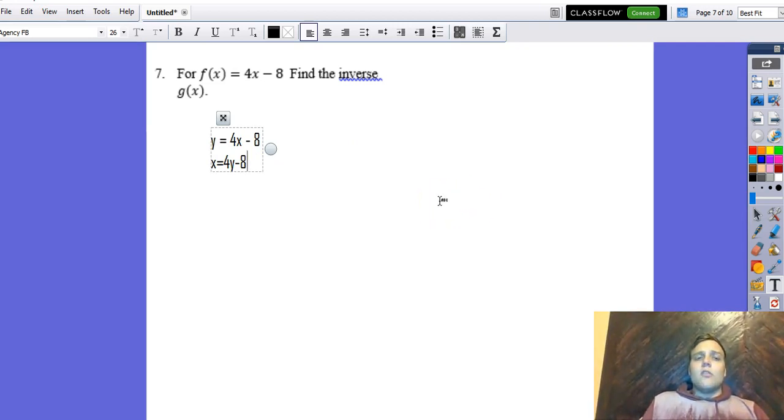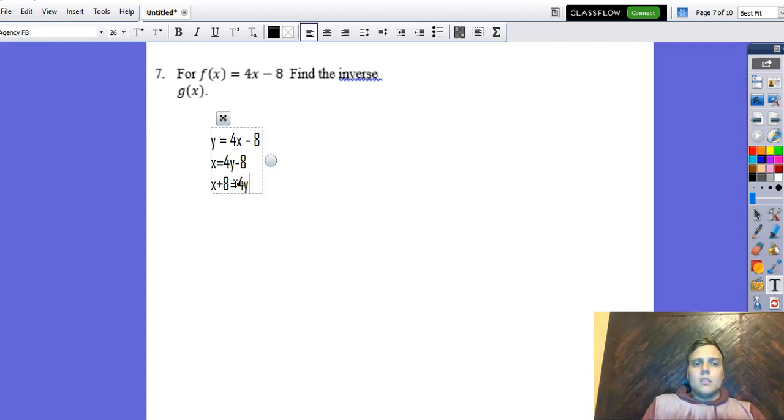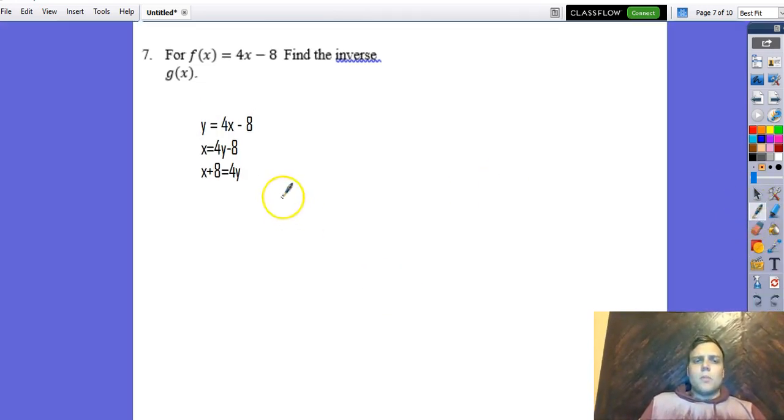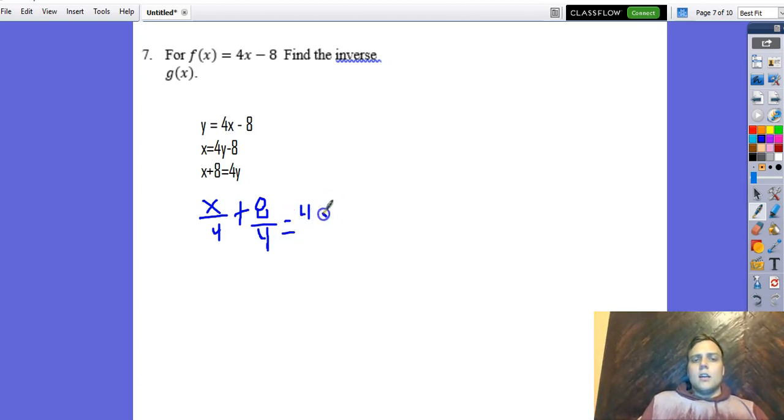So now I need to solve for y all over again. So I start off by adding 8. So I get x plus 8 is equal to 4y. And now I just need to divide by 4 everywhere. I'm going to switch to the pen again. So I'm going to have x divided by 4 plus 8 divided by 4 is equal to 4y divided by 4.